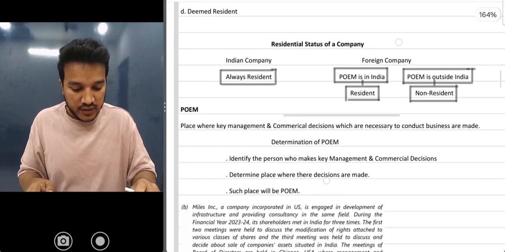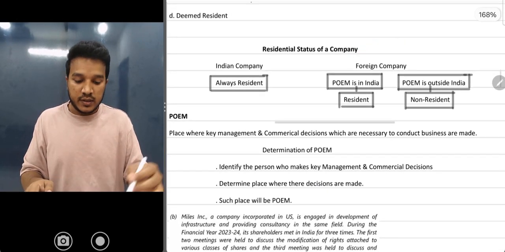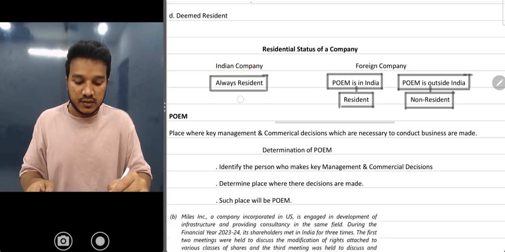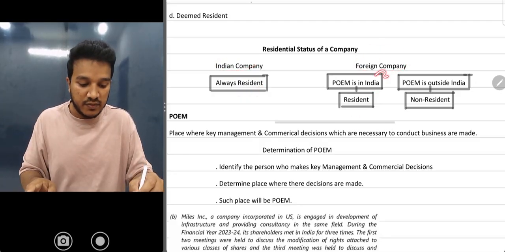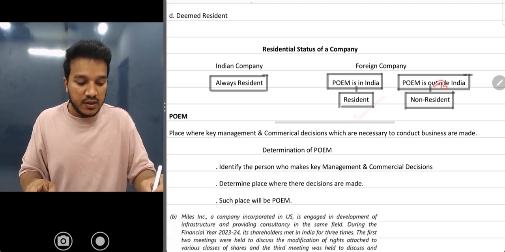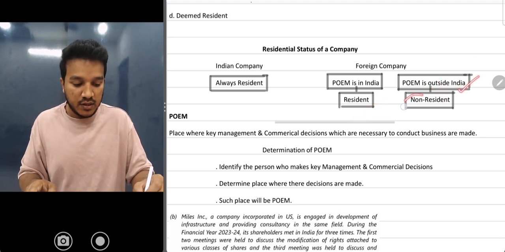Now, residential status of a company. This is also important. See, if it is an Indian company, it is always resident. If it's a foreign company, you have to see POEM, place of effective management. If place of effective management is in India, then resident. Place of effective management outside India, then non-resident.